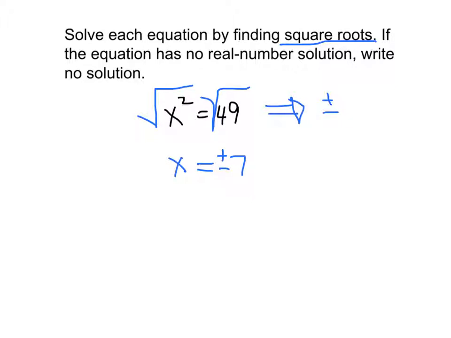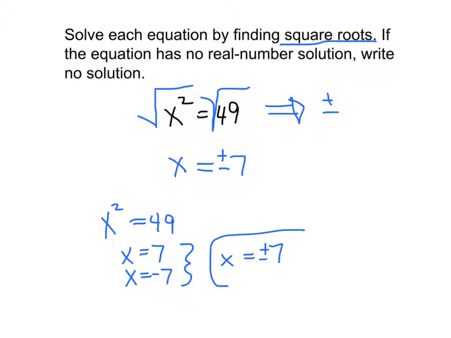The meaning of that is, in our original problem, x squared equals 49, 7 times 7 is 49, but also negative 7 times negative 7 is 49. So x equals 7 and x equals negative 7 can be abbreviated as x equals plus or minus 7 to have less handwriting.